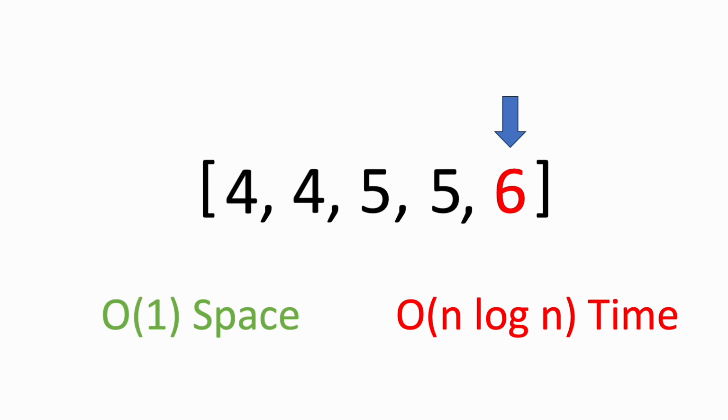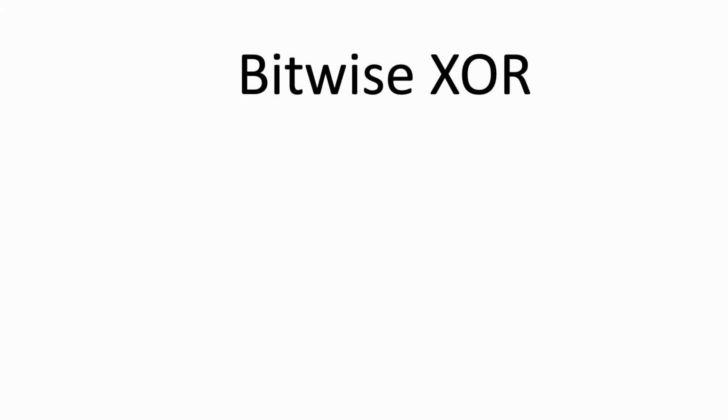The key to solving this problem efficiently is to use bitwise operations. Specifically, we can use the bitwise XOR operator. If you're not familiar with bitwise operations or binary digits, I would recommend you review that first. But as a refresher, bitwise XOR will result in a 1 only if both digits are different from each other. Otherwise, the result is a 0.